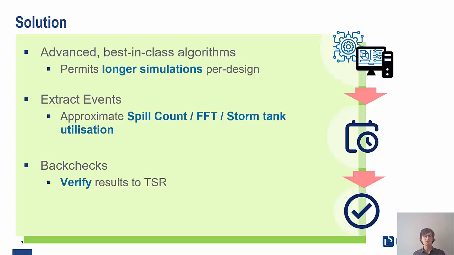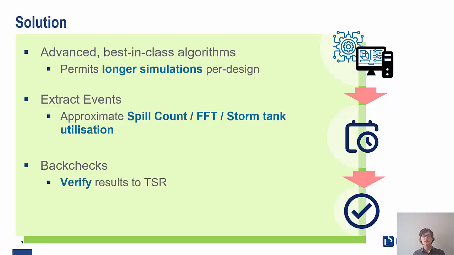There's a few key items that form part of this new process. So the first is ensuring we're using the most efficient, most advanced, the best-in-class optimization algorithm that we can, which reduces the number of iterations we need to fully explore all of the options available to us, and that allows us to have longer simulations per design and keep the total runtime at a sensible level.